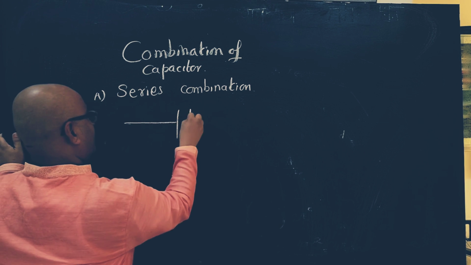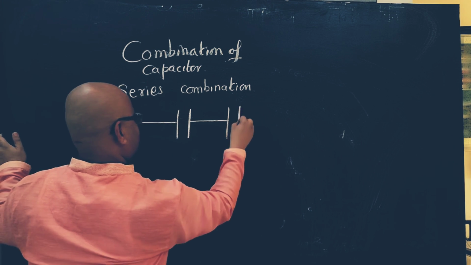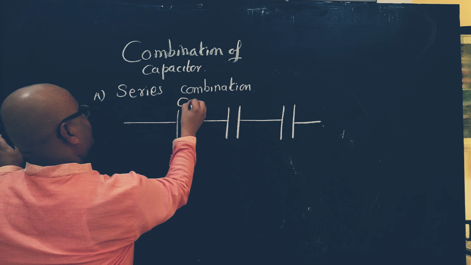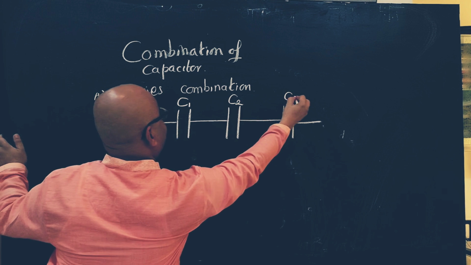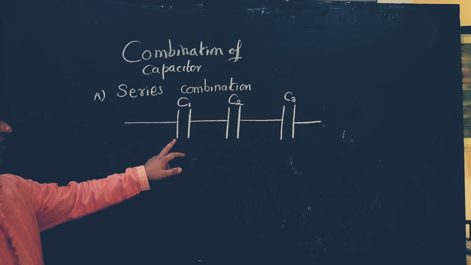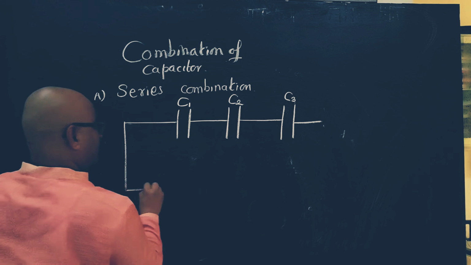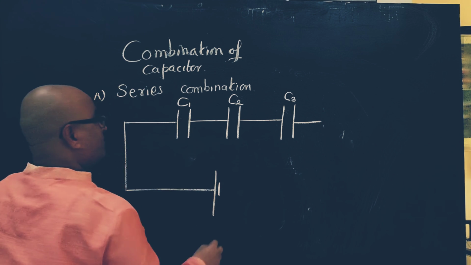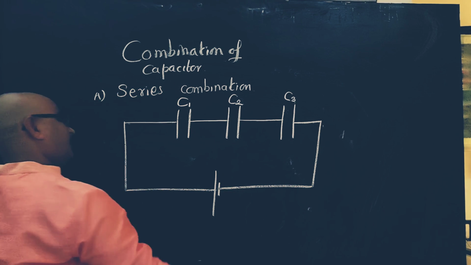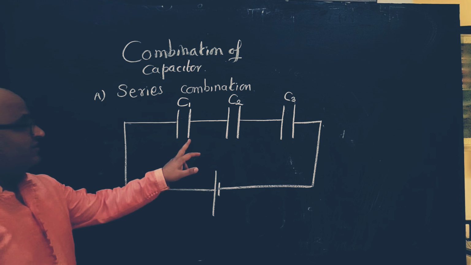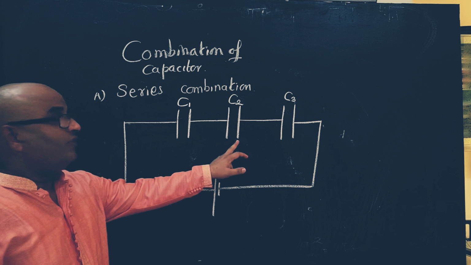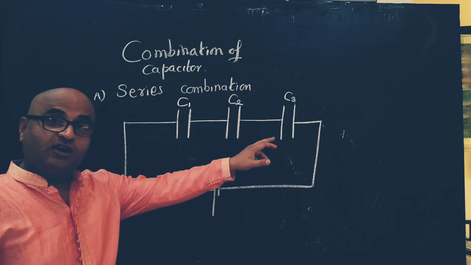Now what happens in series combination? Suppose I take a number of capacitors having capacitance C1, C2 and C3 and they are connected as shown in the diagram. The first plate of the capacitor will be connected to the positive terminal of the cell, and the second plate of the last capacitor will be connected to the negative terminal of the cell. The second plate of the first is connected to the first of the second. Second of the second is connected to the first of the third, and so on.